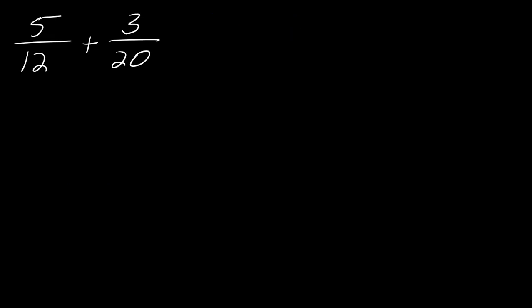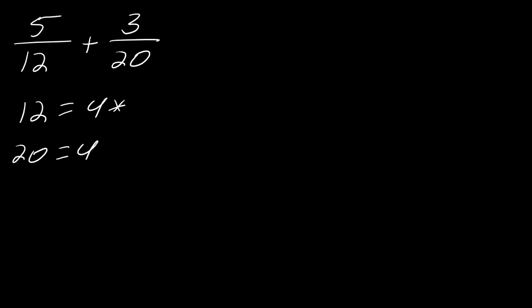Let's do a slightly harder version just to see how this works. Now I've got 5/12 plus 3/20. In this case, I've got to actually do some work to find the LCD. So I've got 12, I've got 20. What number would go into both? The largest number that divides into both is 4.